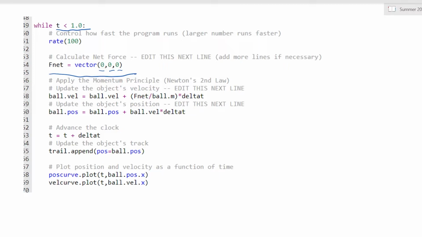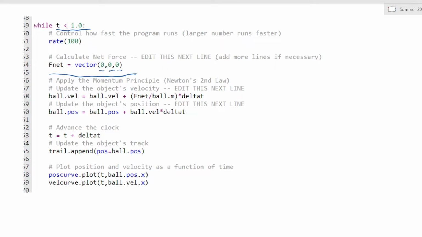In lines 56 through 60, we apply the momentum principle, which is the formulas we discussed at the beginning of this video. In line 58, we use the velocity formula, where the ball's velocity is equal to the ball's velocity plus the net force divided by the mass of the ball, or in this case, the car, times delta t. Since our net force is 0, 0, 0, the ball's velocity will always stay the same. But each time through the while loop, it's still going to calculate it.